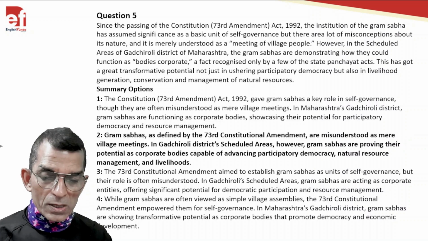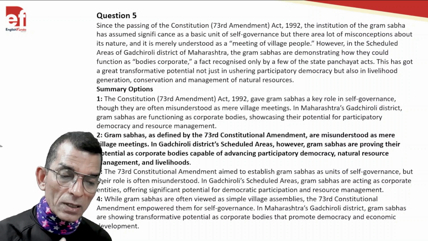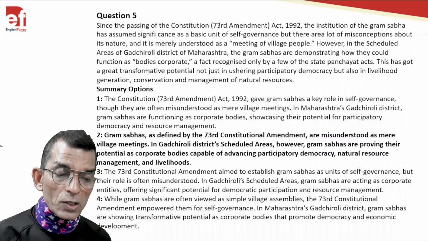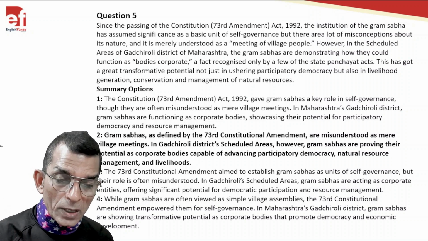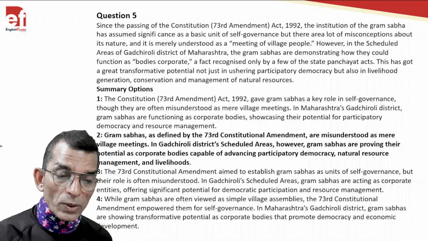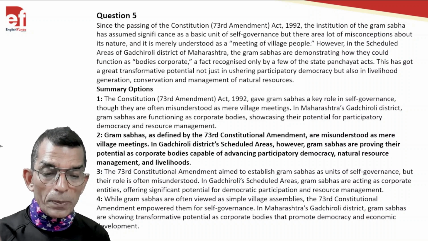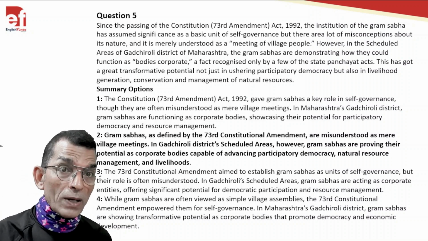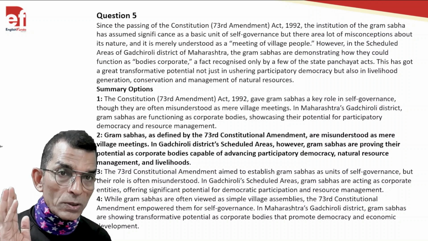What is the answer to this? Okay. It is the second one. Gram Sabhas, as defined by the 73rd Constitutional Amendment, are misunderstood as mere village meetings. In Gadchiroli's district scheduled areas, however, Gram Sabhas are proving their potential as corporate bodies capable of advancing participatory democracy, natural resource management, and livelihood.